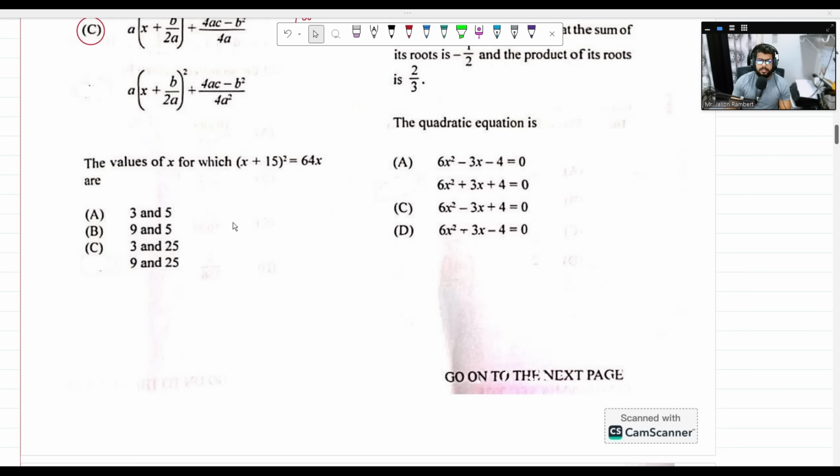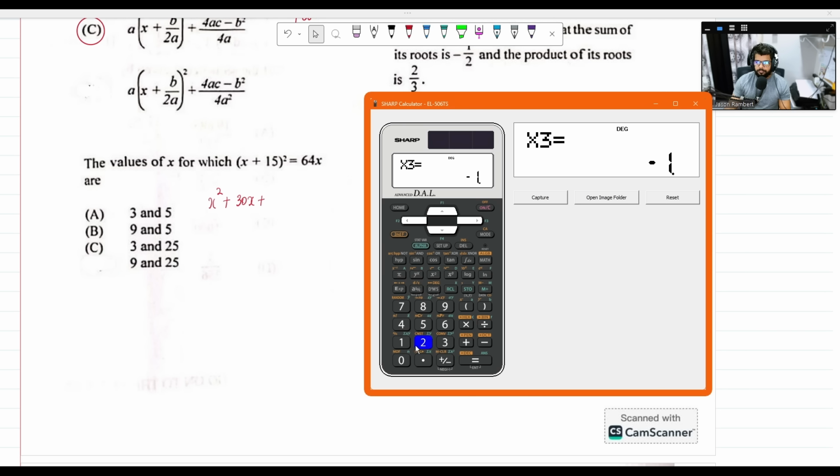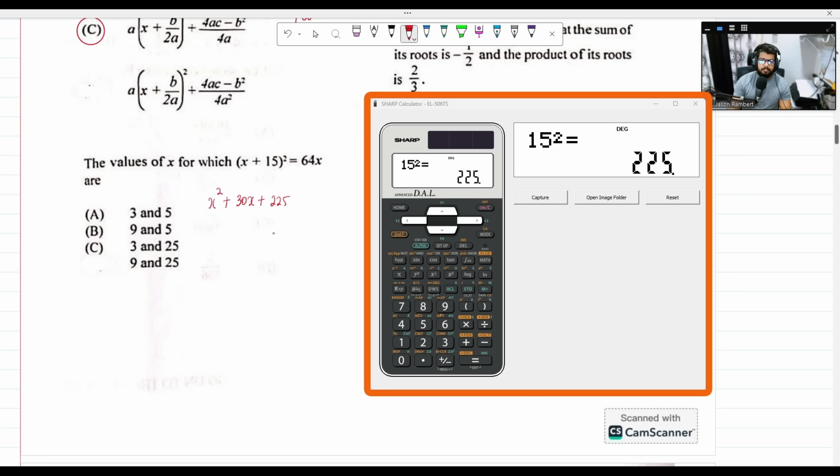The values of x for which x plus 15 squared is equal to 64x are... Alright, we can do one of two things here, right? We can square root both sides, or we can expand and rearrange and then solve. So let me do that, because we have calculators. x squared plus 30x plus 15 squared, which is what? 15 squared is 225. And bring in minus 64x is equal to 0.